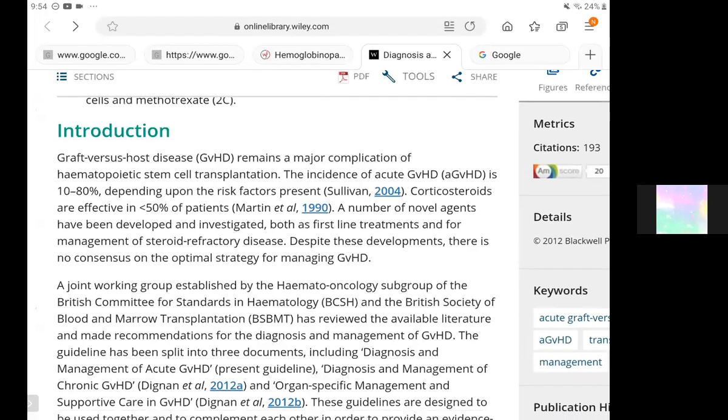Now, graft versus host disease is a major complication of hematopoietic stem cell transplantation, and the incidence of acute graft versus host disease is 10 to 80%. This depends upon the risk factors present. The corticosteroids are effective in less than 50% of patients, and a number of novel agents have been developed and investigated, both as first line treatments and for management of steroid refractory disease.